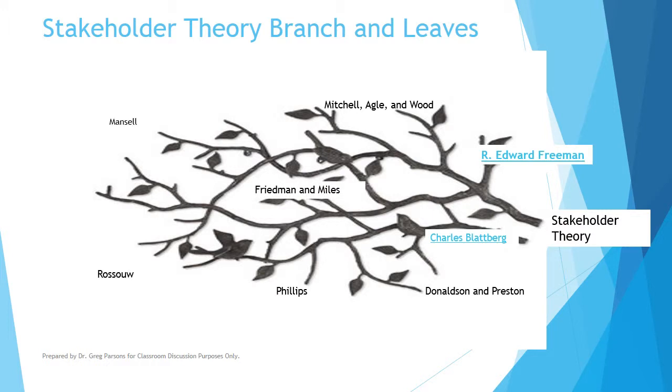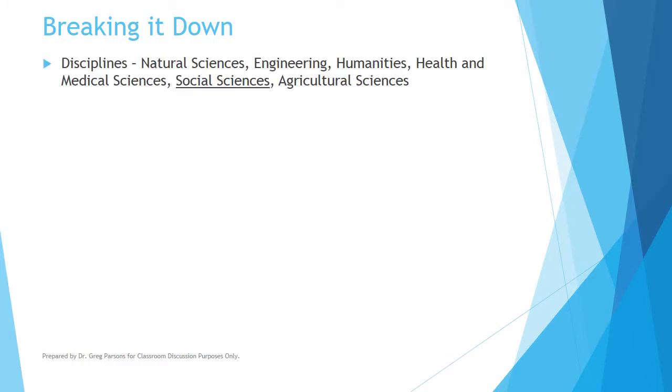And so you can trace not only a stream of literature, but a tree of literature, and find all different ways that these different articles and authors have contributed to a better understanding of the field. Why is that important? Because that's how you break it down. That's how you go from a very general understanding to a very specific understanding.